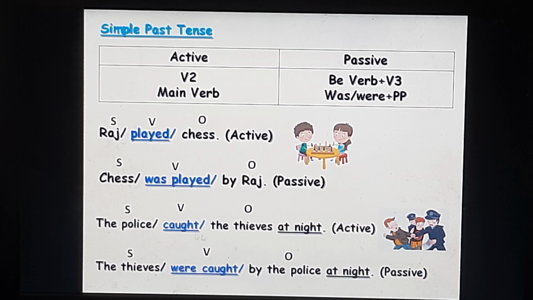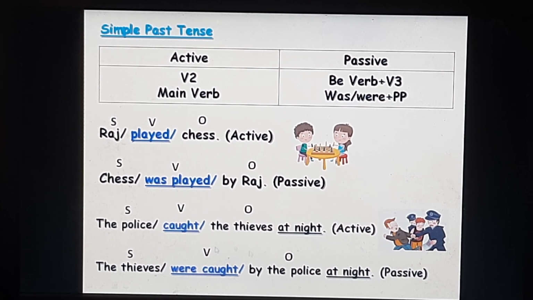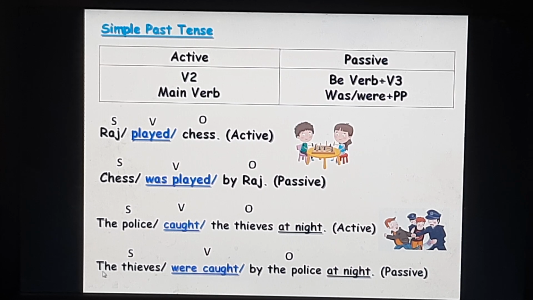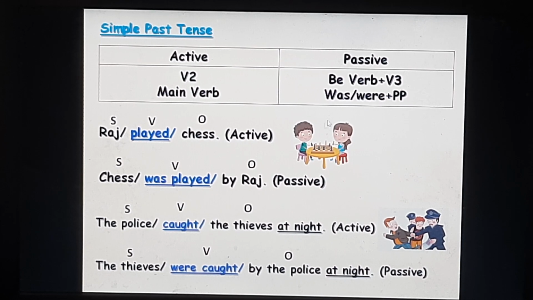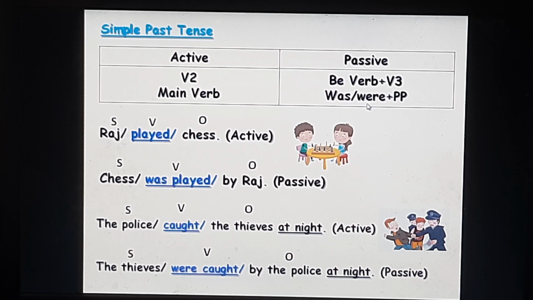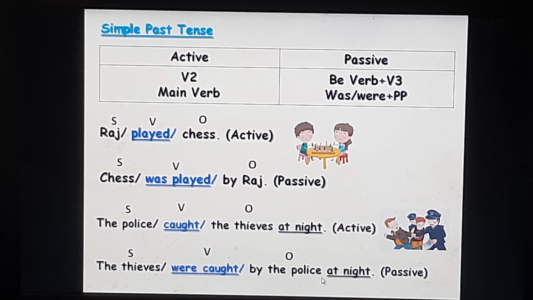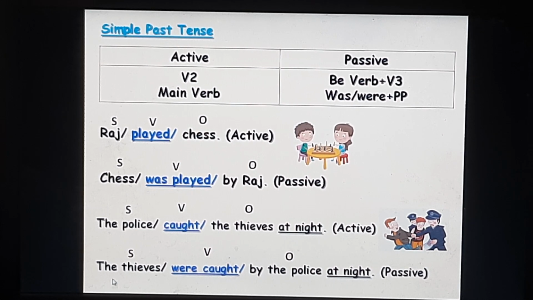Next example, the police caught the thieves at night. This is active voice because the subject is doing the work. In the passive, we bring the object first. So that is the thieves. This is plural. So you have to use the plural auxiliary, which is were. Then the past participle of caught is caught only. Then the preposition by, and the police is your object. This addition, you keep it at the end where it was. So, at night. Your passive form is: the thieves were caught by the police at night.